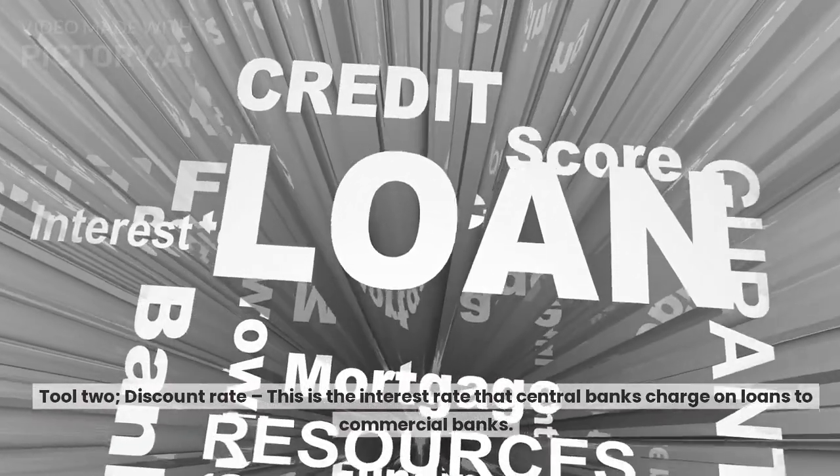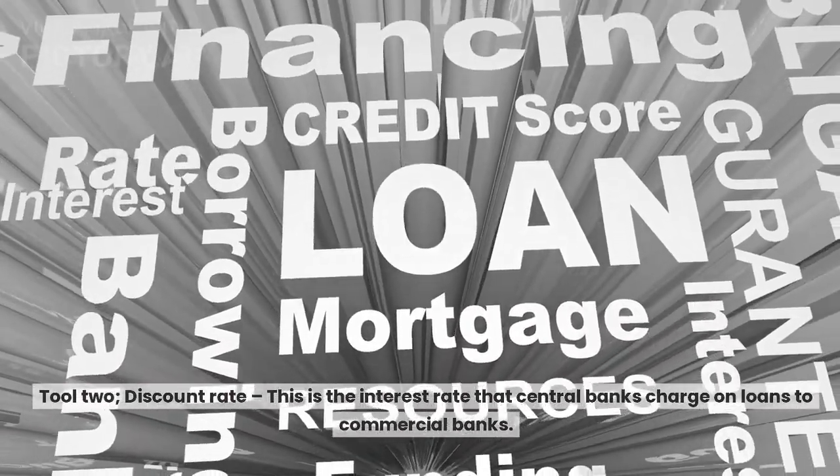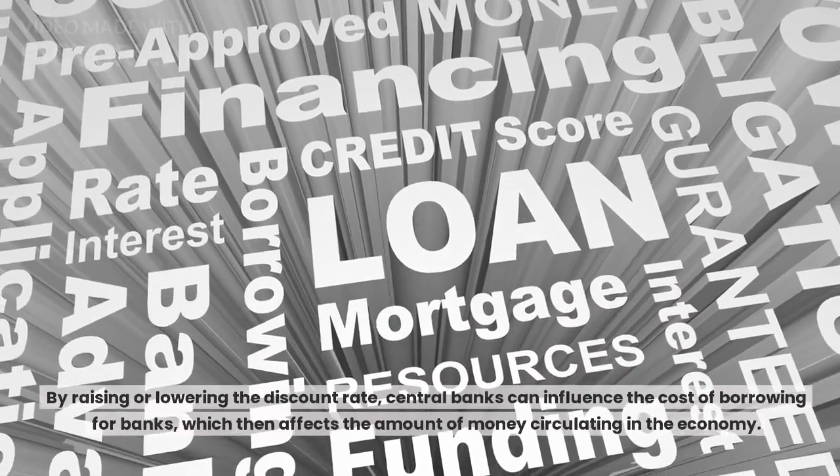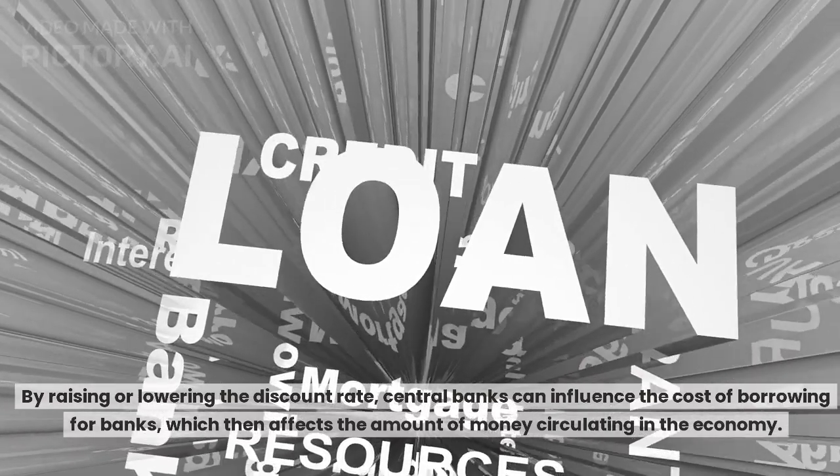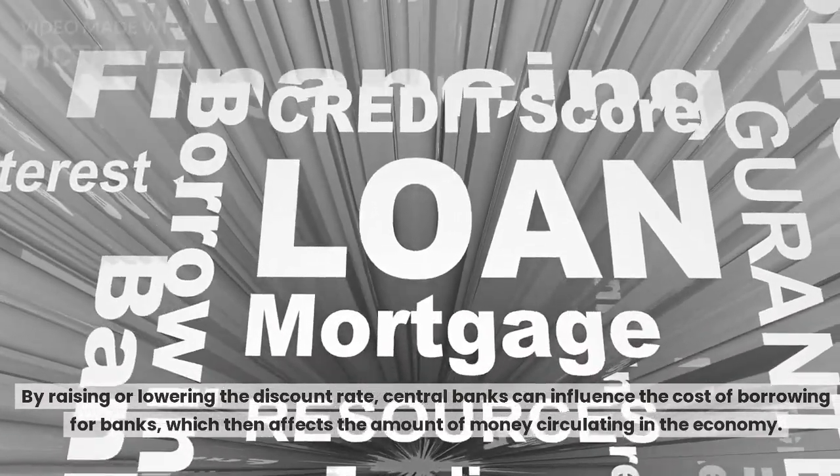Tool 2. Discount rate. This is the interest rate that central banks charge on loans to commercial banks. By raising or lowering the discount rate, central banks can influence the cost of borrowing for banks, which then affects the amount of money circulating in the economy.